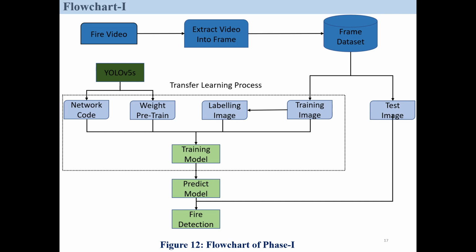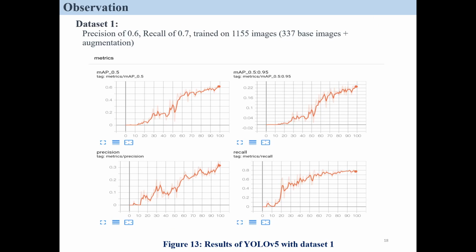So briefly, if I explain it, we took a fire video which was extracted into frames, and the frame dataset has two parts: the training images and the testing images. Training images also contain labeled images. YOLO V5S, which we have used in our model, has two parts: the network code and the pre-trained weights, which then went to the training model, and the model has been used for prediction on the testing images, and then fire has been extracted.